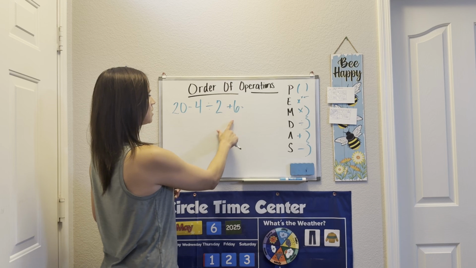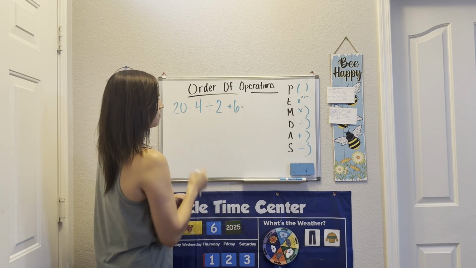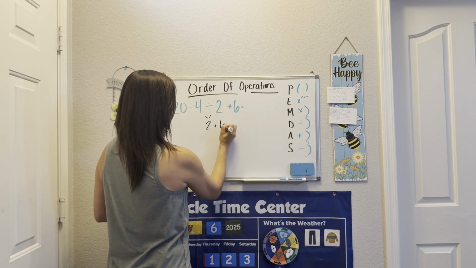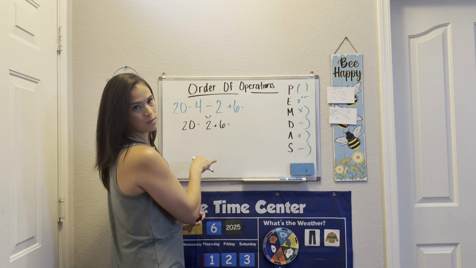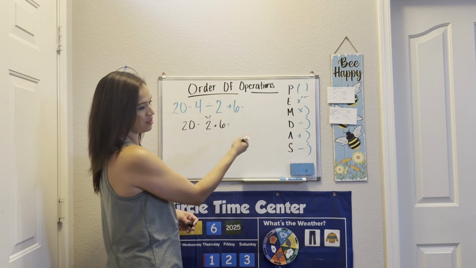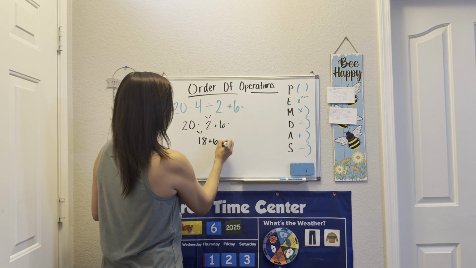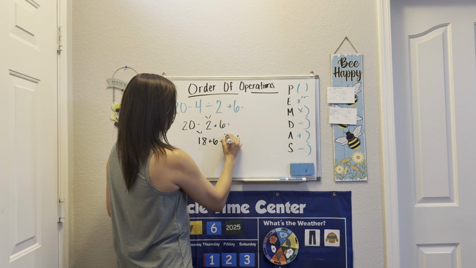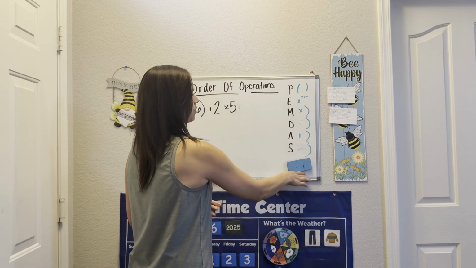There are no parentheses, there are no exponents, there is multiplication and division, so we will go ahead and solve for that first. So 4 divided by 2 is 2. Drop everything else down. Now we just have addition and subtraction left over, so we'll solve that from left to right. 20 minus 2 gives us 18, plus our 6, which gives us 24 as our answer.